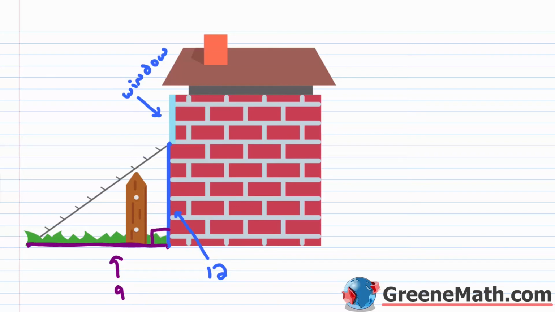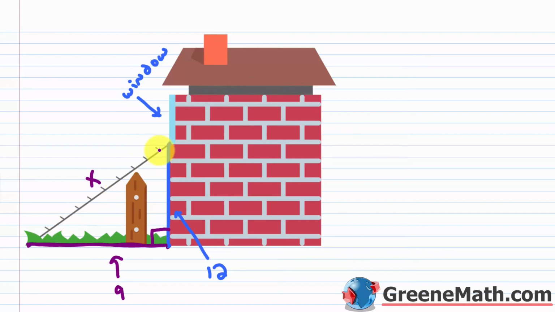So we have a right triangle. This horizontal leg is 9. This vertical leg is 12. And I'm solving for the length of his ladder, which is exactly what I need to find. I can just put this as x right here. This is going to be the hypotenuse.